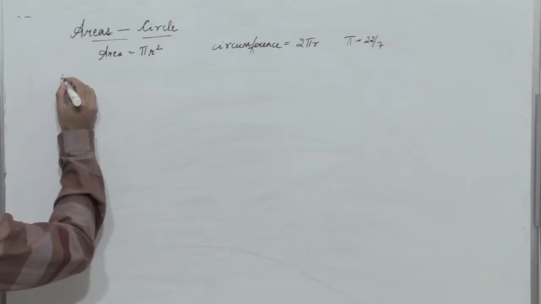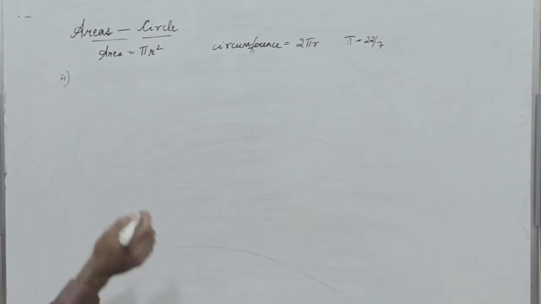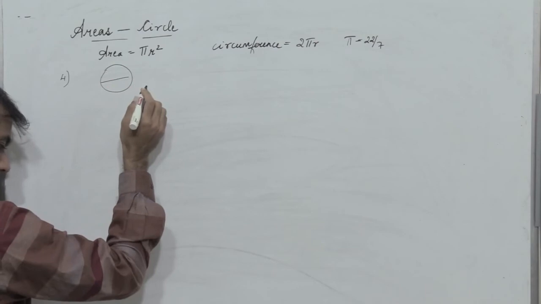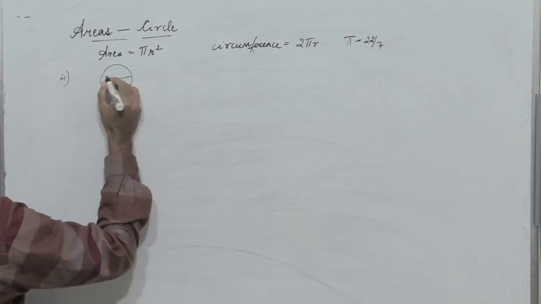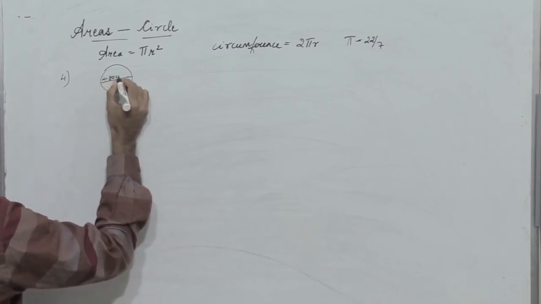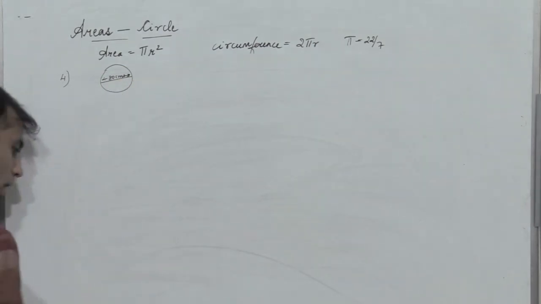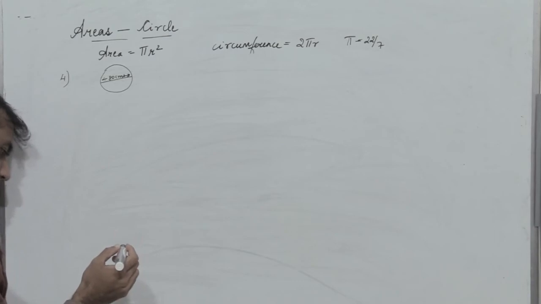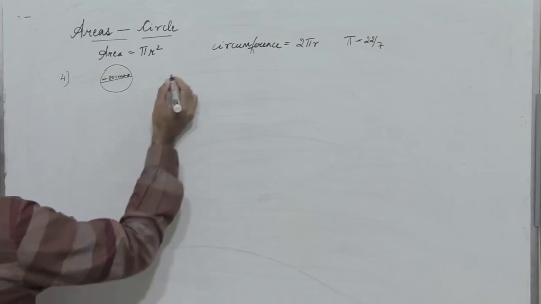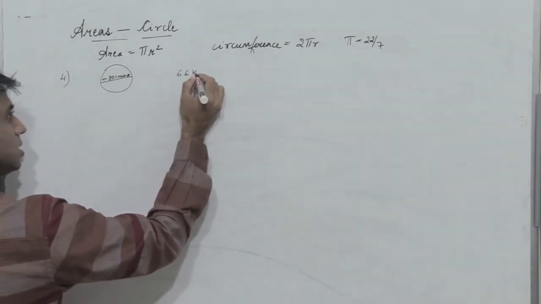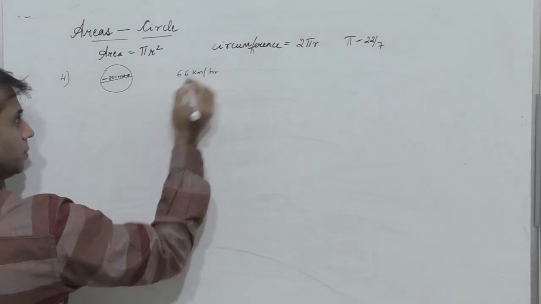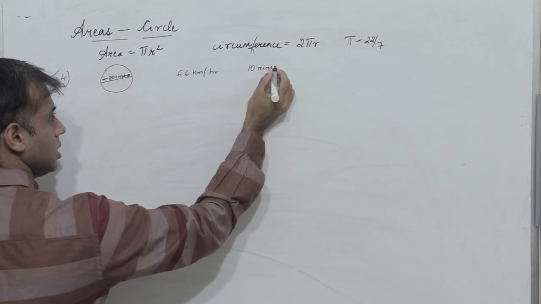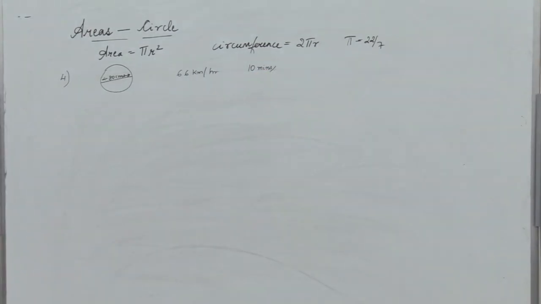That is gold, red, blue, black and white. So question 4, there is a car wheel, so the diameter is 80 centimeters. So this distance is 80 centimeters. How many revolutions does it make in 10 minutes if the car travels at a speed of 66 kilometers per hour? So we need to find the number of revolutions it makes in 10 minutes.